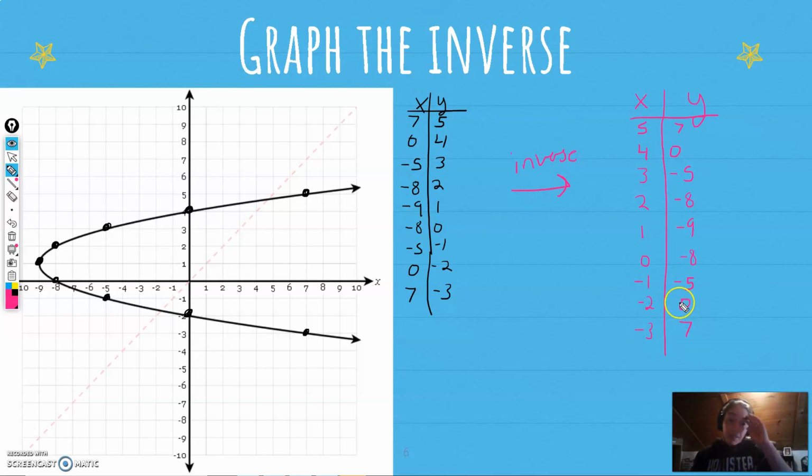Now let's plot all these and we'll have our inverse on the same graph. So 5, 7, 4, 0, 3, negative 5, 2, negative 8, 1, negative 9, 0, negative 8, negative 1, negative 5, negative 2, 0, and negative 3, 7.